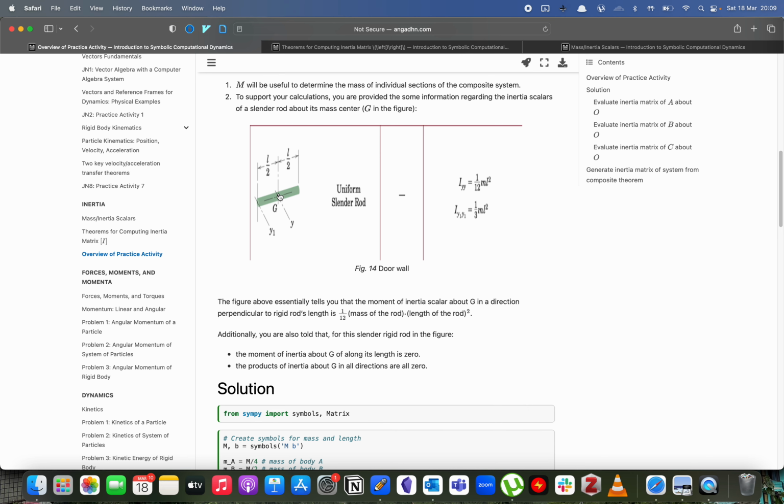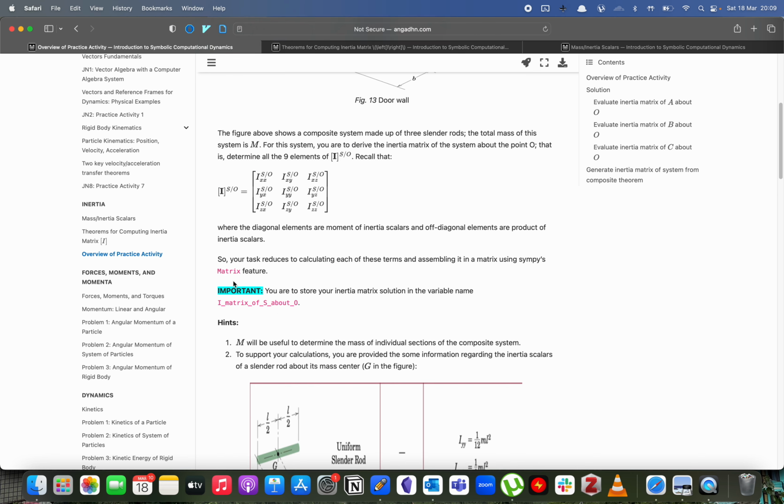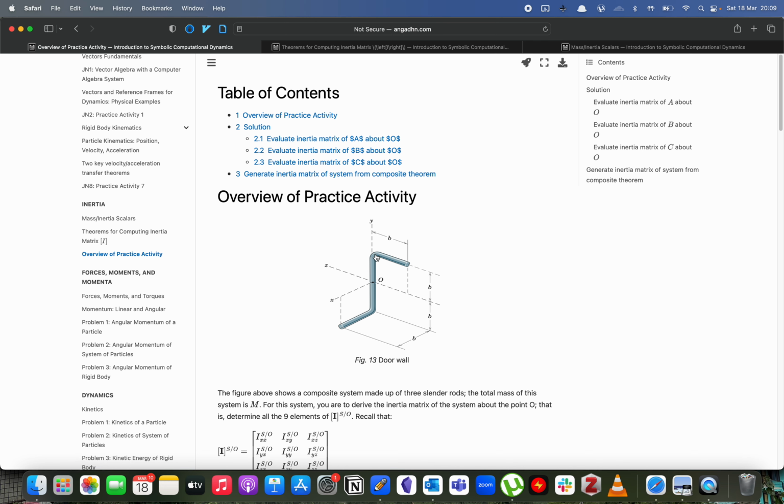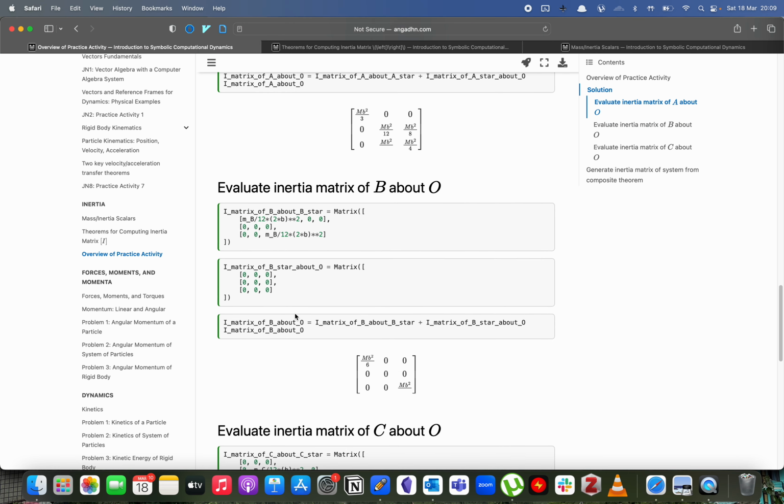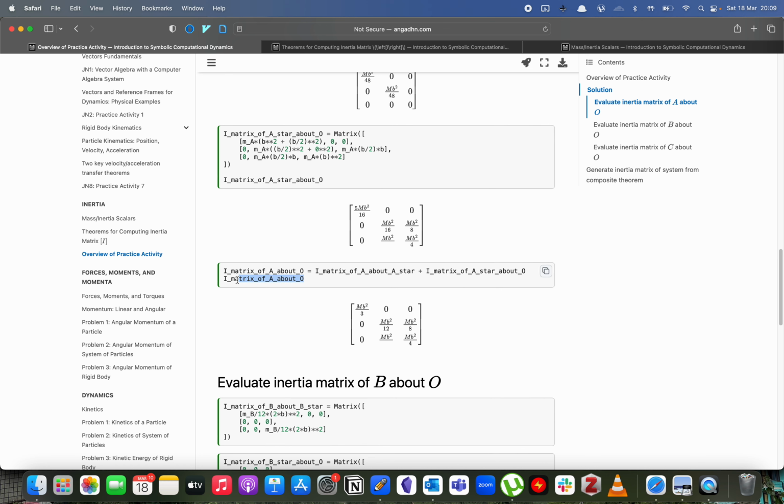Then if you wanted the moment of inertia about another point, you would jump to that point, and that's what we have to do. So essentially, again, focusing just on the pipe A, I of A about O, the inertia matrix of this pipe A about the point O, is going to be equal to the inertia matrix of the pipe A about its mass center plus the inertia matrix of the mass center about O. And you'll see that I've actually done that at the very bottom over here when I look at the inertia matrix of A about O.